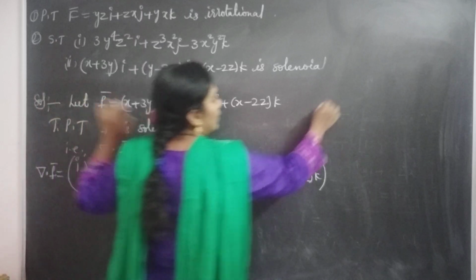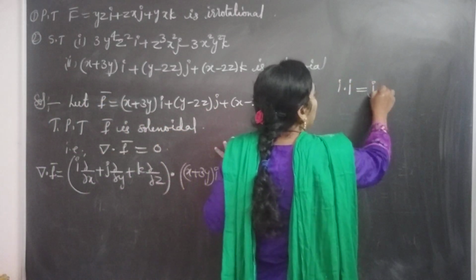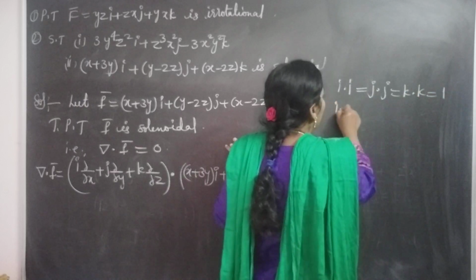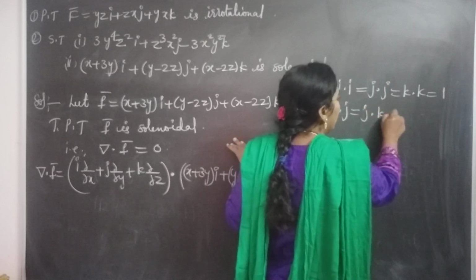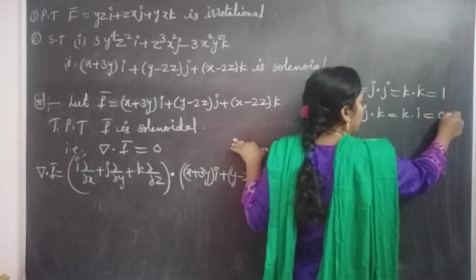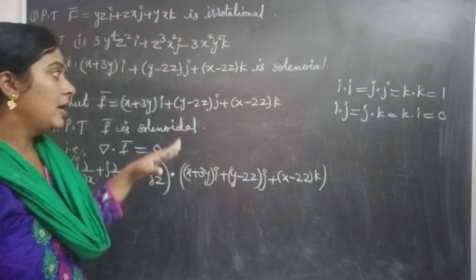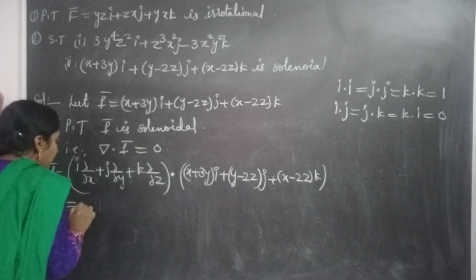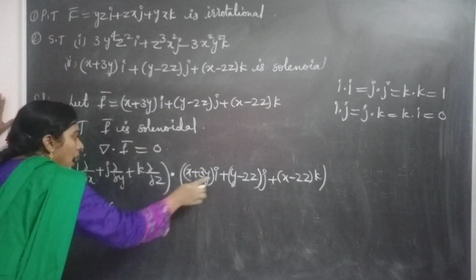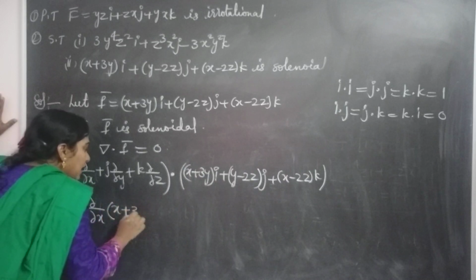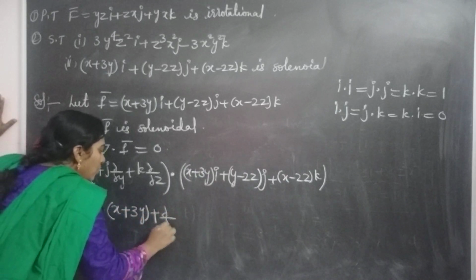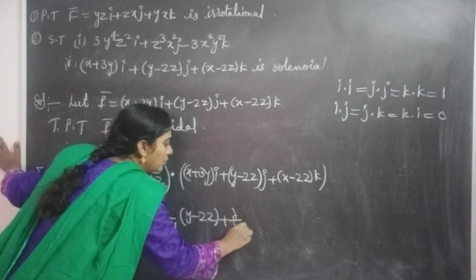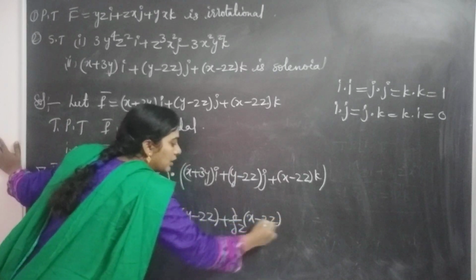i·i = j·j = k·k = 1, and i·j = j·k = k·i = 0. By using this relation, the dot product between the two vectors is equal to ∂/∂x of the i component in the second vector, that is (x + 3y), plus ∂/∂y of (y − 2z), plus ∂/∂z of (x − 2z).